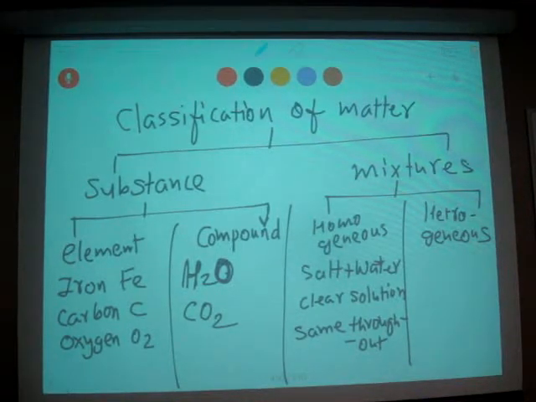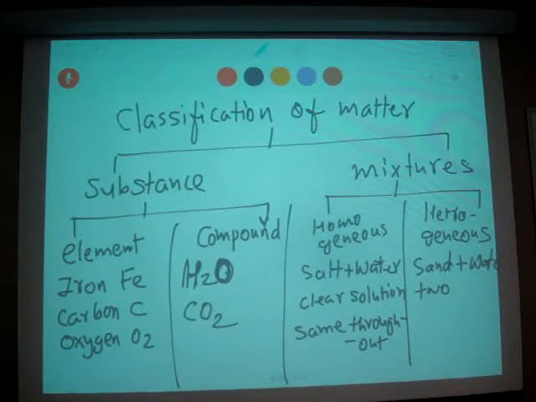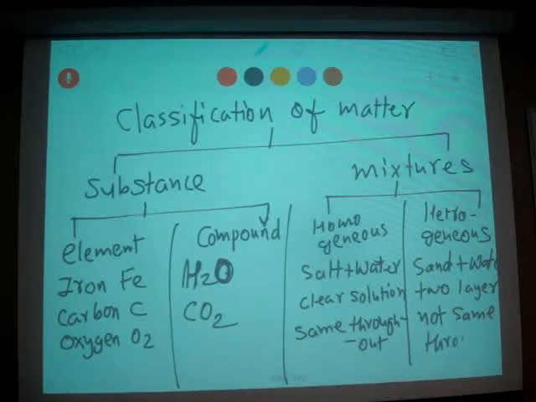But how about sand and water? When you add sand in water, what happens? It forms two layers, right? It's not going to give you clear solution, but it forms two layers. Sand is at the bottom, water is on the top, right? So we can say it's not same throughout. It forms different layers. Now in here, sand and water, you can filter and you can separate them out, right?